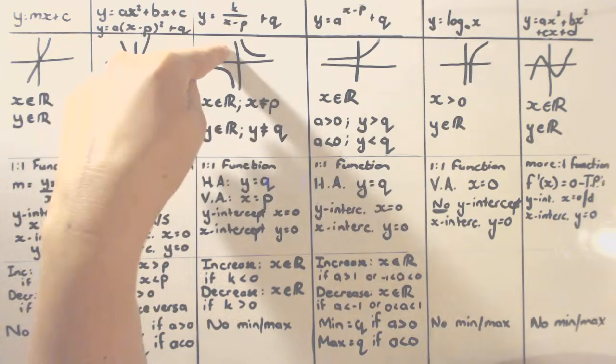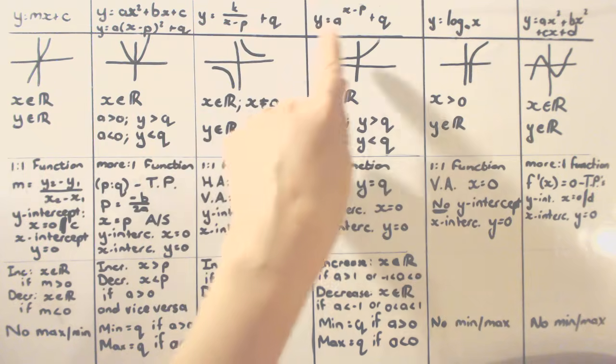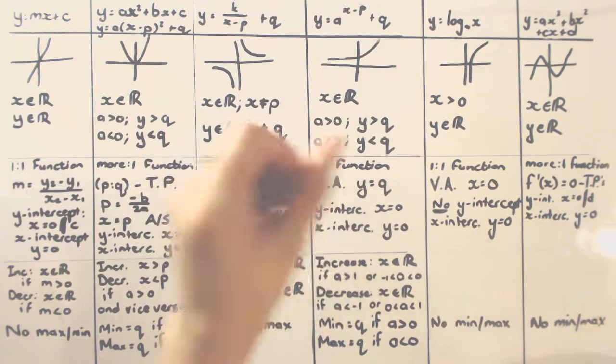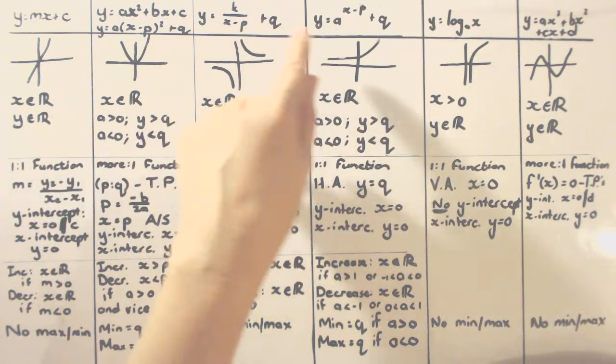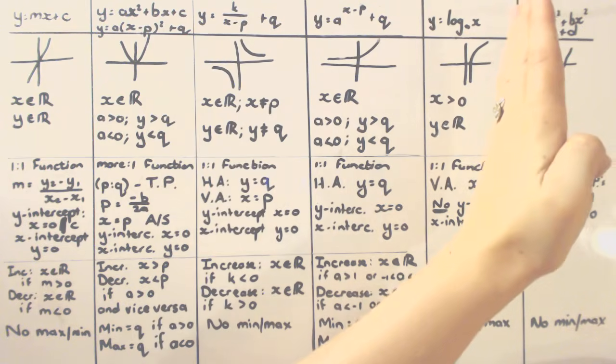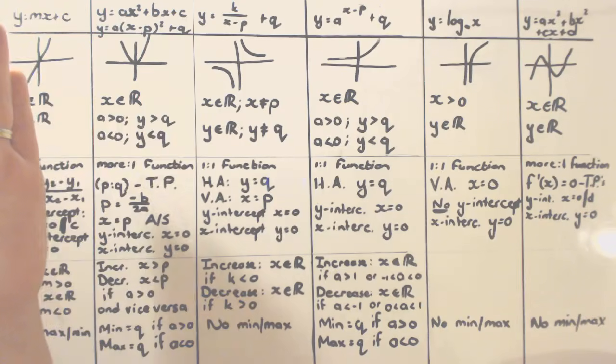For these graphs, this minus p value moves the graph sideways. And you will see there's a minus in the equation. If I have a positive p, it moves the graph to the right. If I have a negative p, it moves the graph to the left.